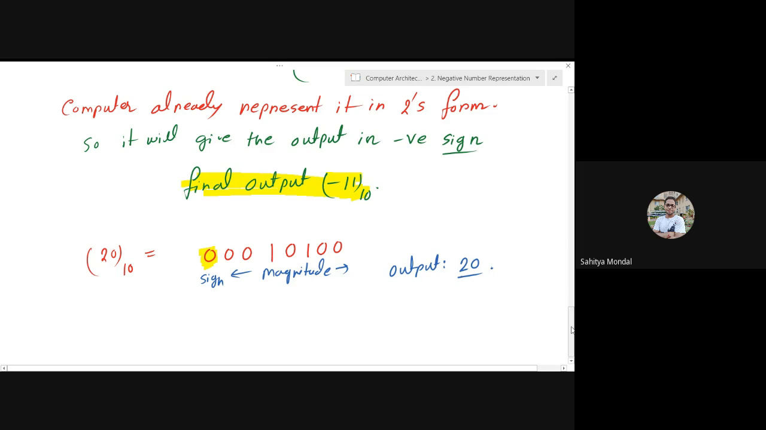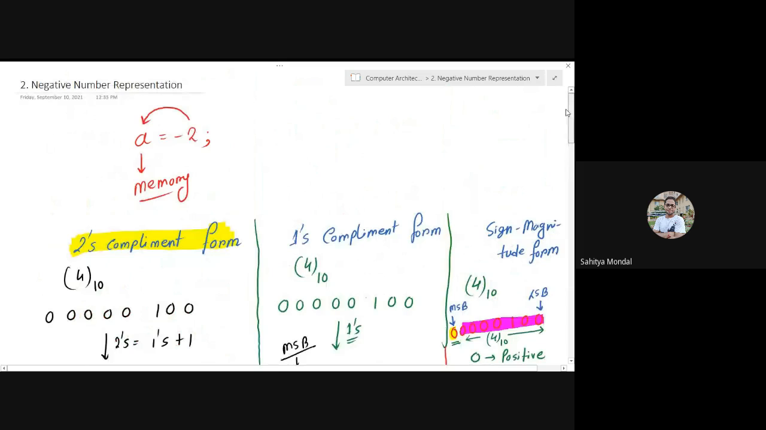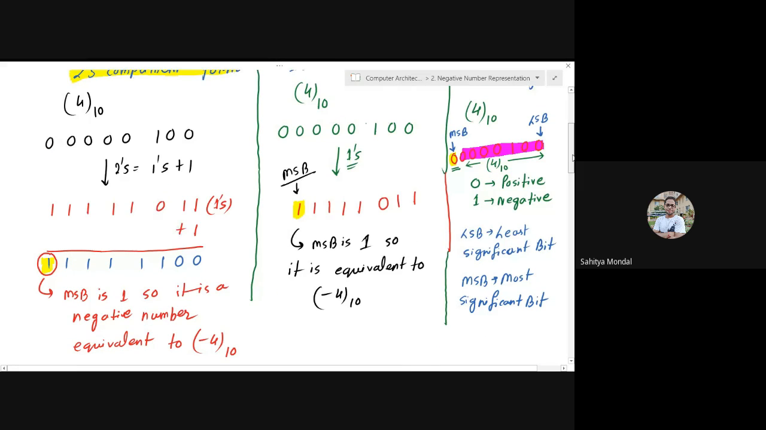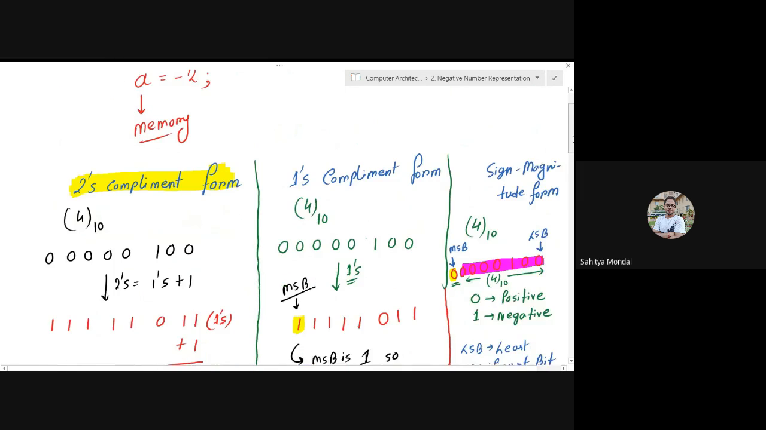Okay, so this was the negative number representation. I hope you will remember all those stuff, and from the next class onwards we will discuss IEEE 754, that is the floating point number representation. And here also you will see that 1 bit, the MSB, is already reserved for the sign bit. Then how can we represent the decimal point?